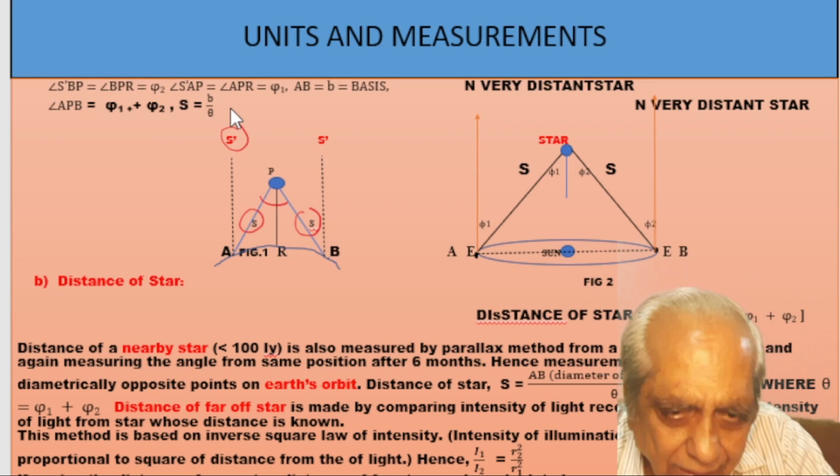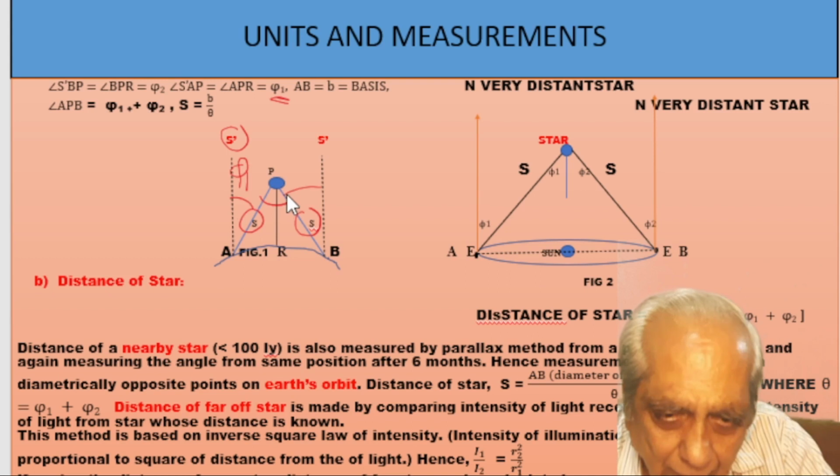This angle I am calling phi 1. So I am measuring this angle. Once I measure this angle, now I will go to place B, see the same planet, and measure that angle. So I will get this angle, which I am calling phi 2, measured from the second place.